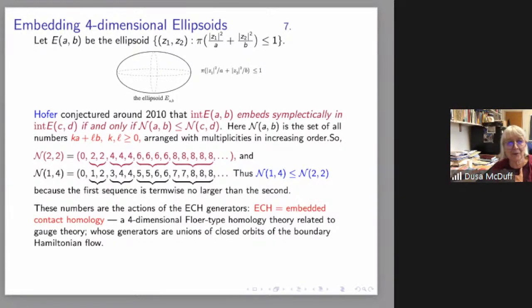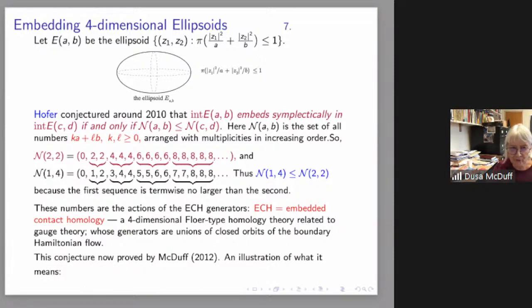Now, these numbers, Helmut didn't come up with this conjecture just out of nothing. These numbers are the actions of the generators of embedded contact homology, which is a homology associated to the boundary of a symplectic domain, which is a contact manifold. And it's got these periodic orbits, and you can define a kind of Floer theory or gauge theory related to these numbers. And these are the actions of the generator. So you're saying something about the behavior. You can capture these inequalities by dynamical behavior on the boundary of the regions. It's got nothing to do with the inside.